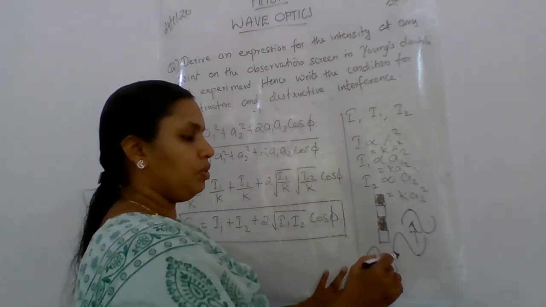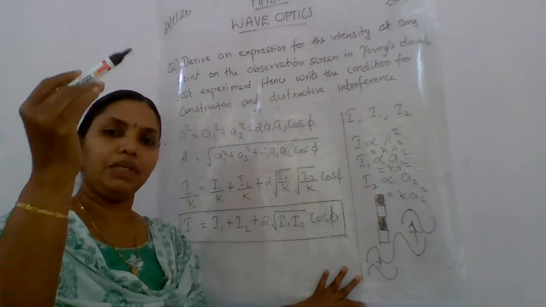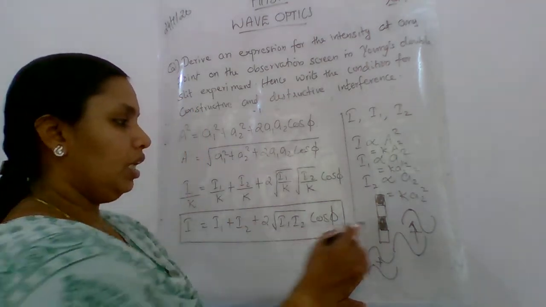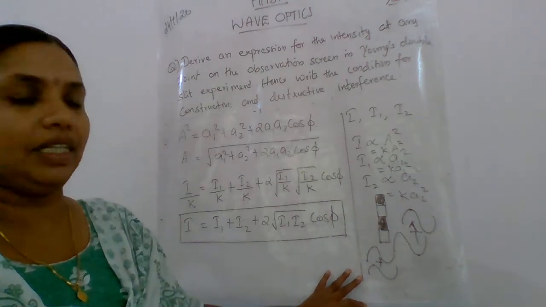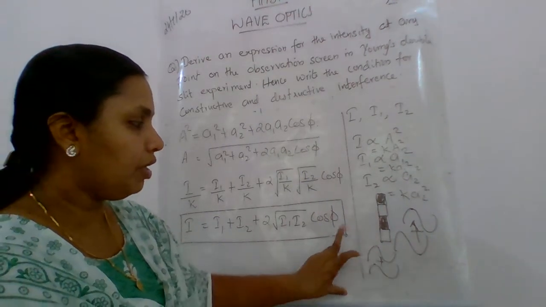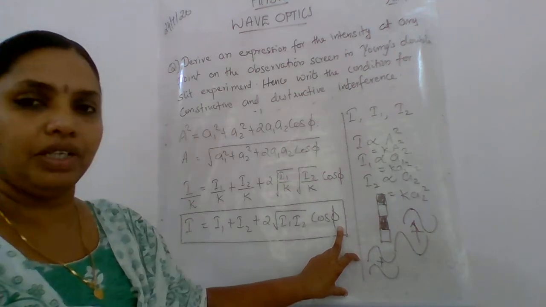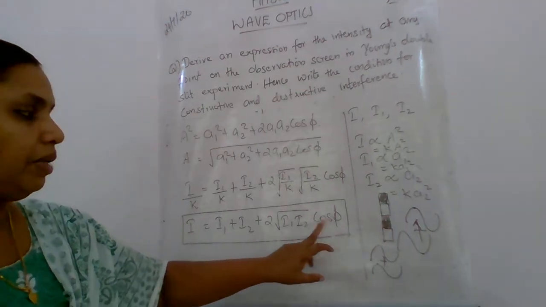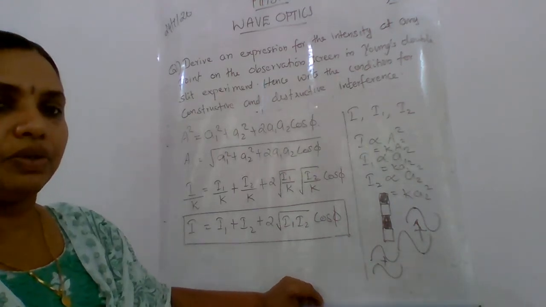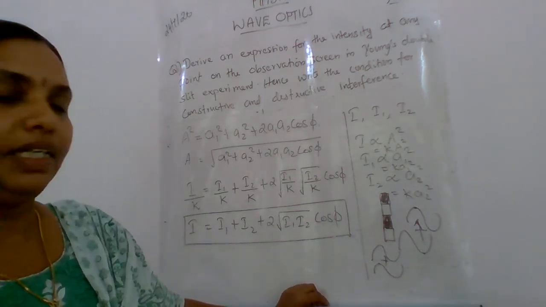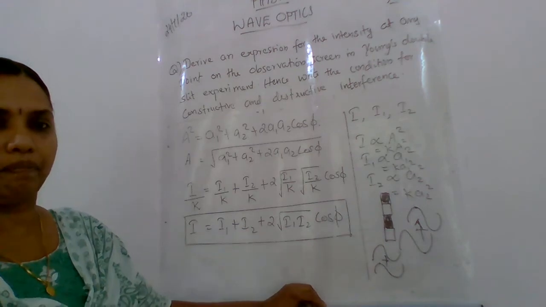As the superposition changes, constructive means what happened? The resultant will be more. Destructive means the resultant will be less. What? Resultant intensity. So according to the value of phi, it may be in phase or out of phase, and accordingly it undergoes constructive or destructive superposition.